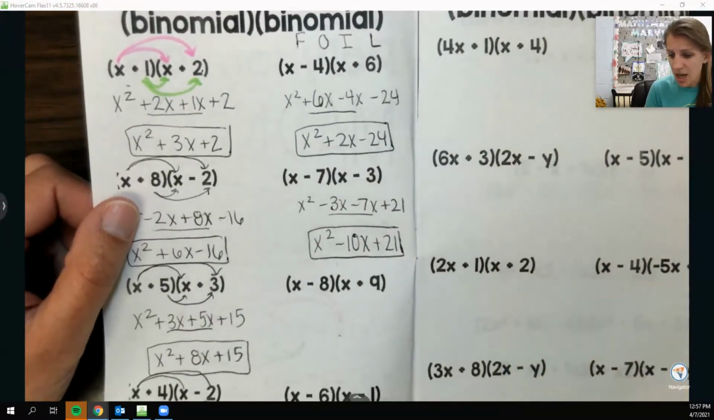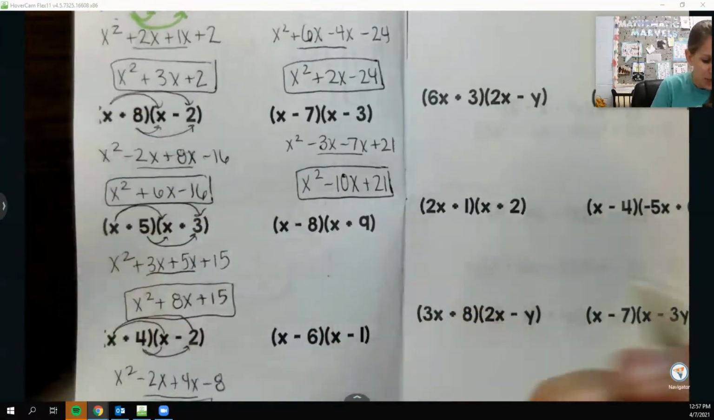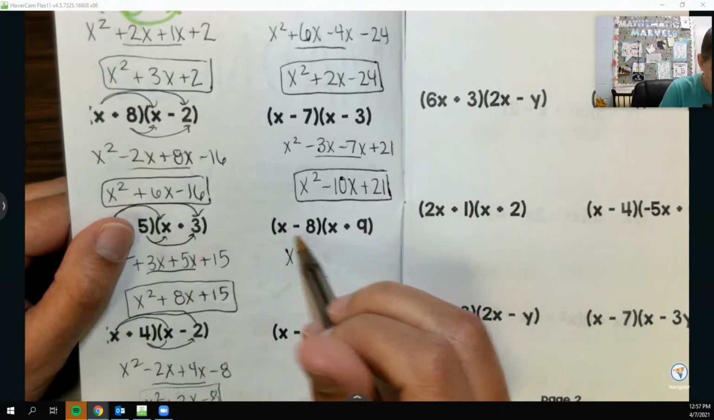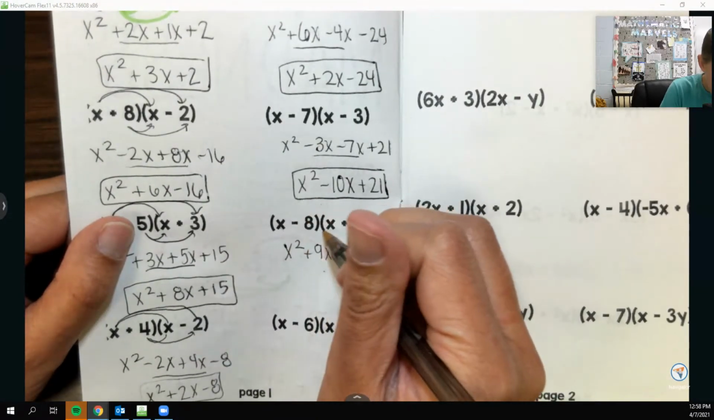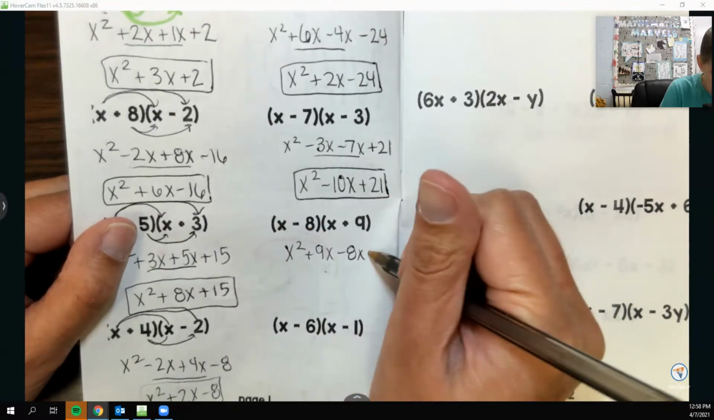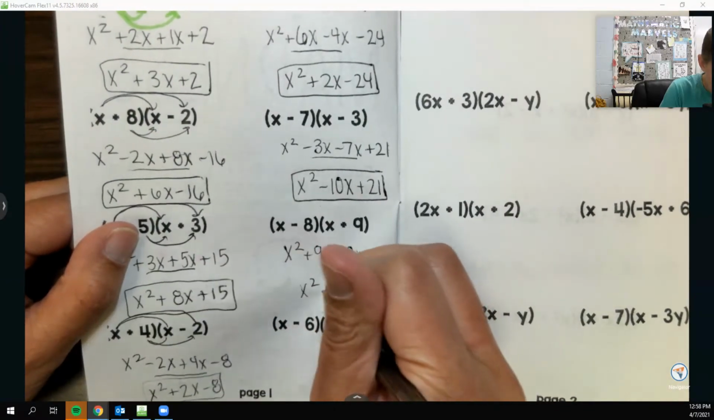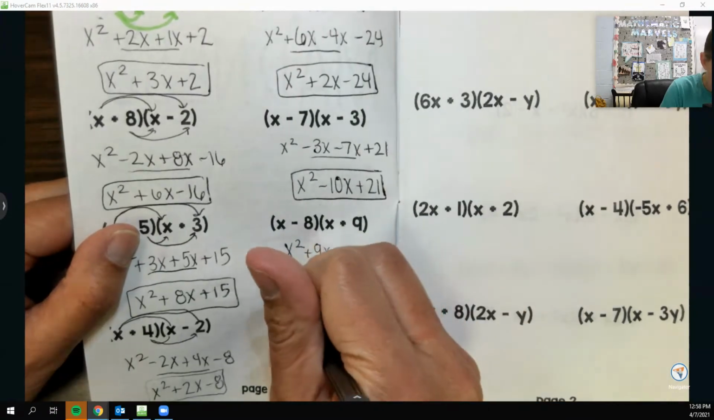Moving right along, if I think FOIL, first, outer, inner, last, first times first is x squared. Outer is 9x. Inner is negative 8x. And last is negative 72. Combine my like terms, so we'll have x squared plus 1x minus 72. And you can put the 1 or not.